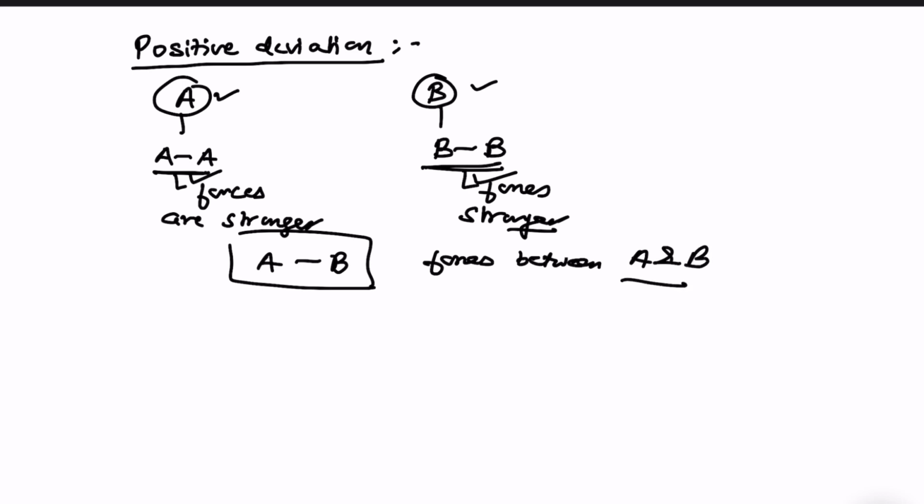Now when the forces between the molecules A and B are weaker as compared to the forces between AA or BB, what will happen? Now the forces have become weaker. Now if we heat the liquid, what will happen? Its vapor will be formed easily. And when its vapors form easily, its vapor pressure, what happens? That means its vapor pressure has increased. For example, the example of this is carbon disulfide and acetone.